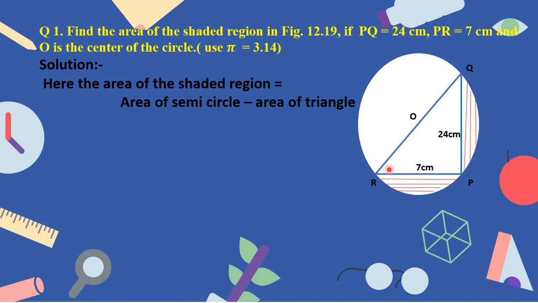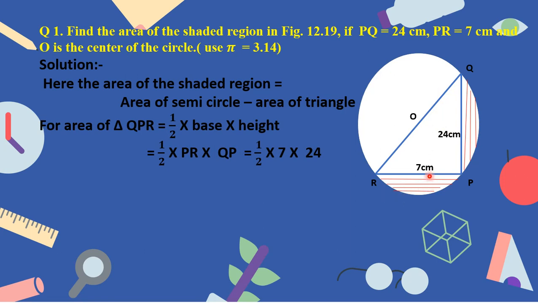So here, when we have to find the area of the shaded portion, this is the segment QP. So this shaded portion and this shaded portion, we have to find the area of these two parts. That is equal to the area of this semicircle minus the area of this triangle. So we get the area of the shaded portion. So for this we have to find the area of the triangle and the semicircle.